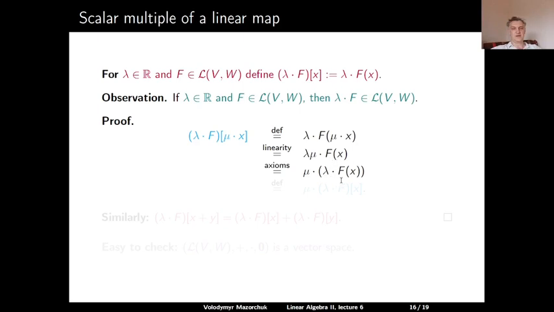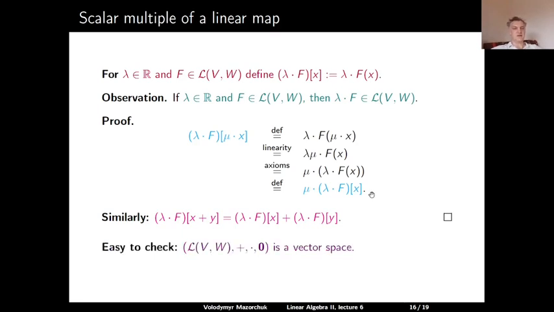And if we apply the definition to the part of the expression which is in brackets here, we will get that this is equal to mu times lambda.F applied to x. And similarly, one can check all other axioms for the linear map and conclude that if we multiply a linear map with a scalar, we again get a linear map. And so on the set of linear maps we have an addition and multiplication with scalars, and then it is very easy to check that the set of all linear maps with respect to this addition, multiplication with scalars, and the zero element being the zero linear map, is a vector space.